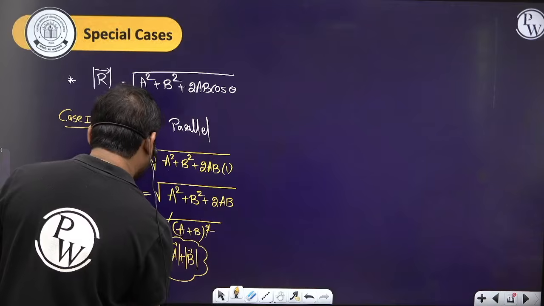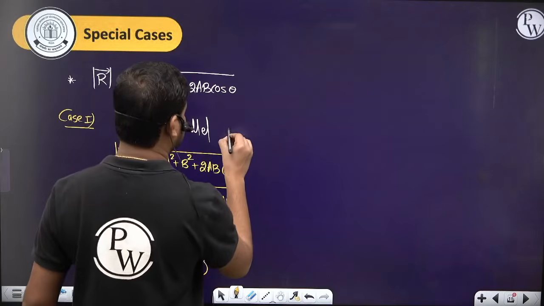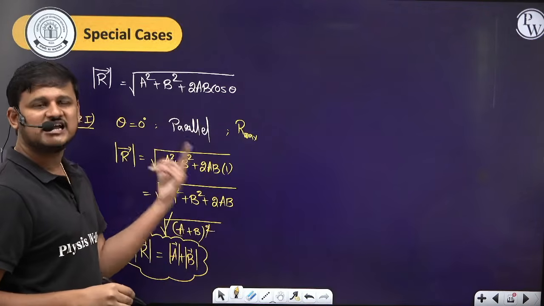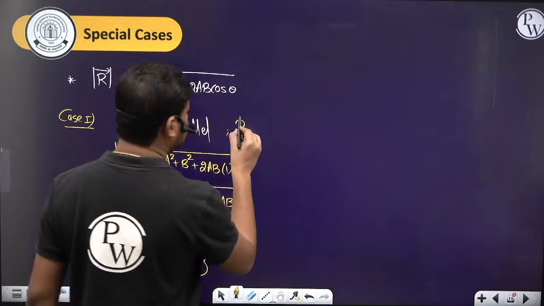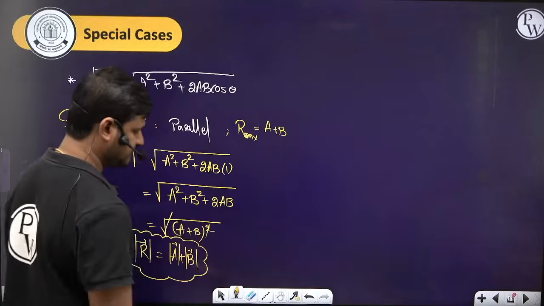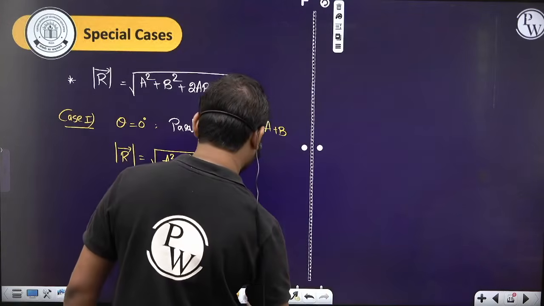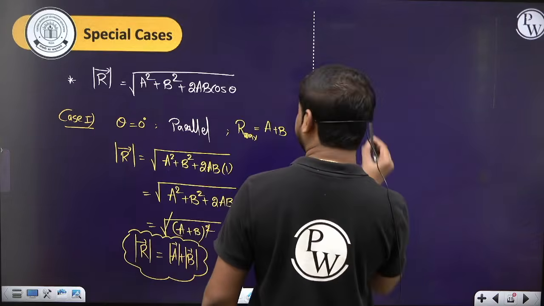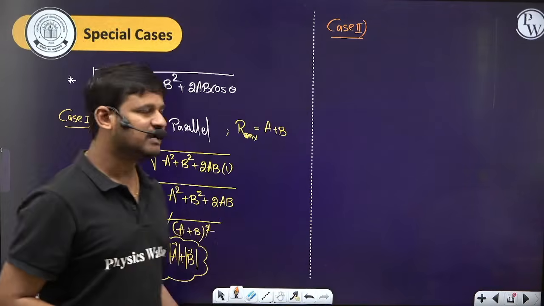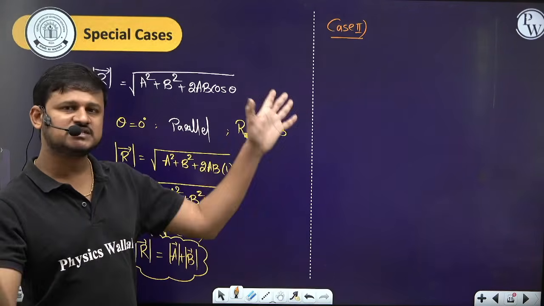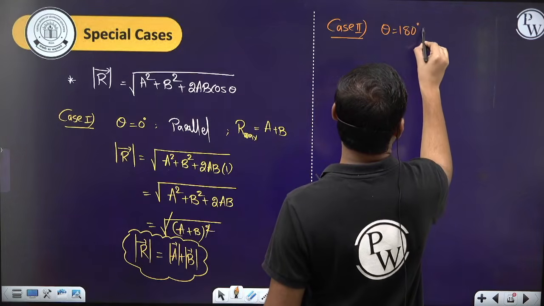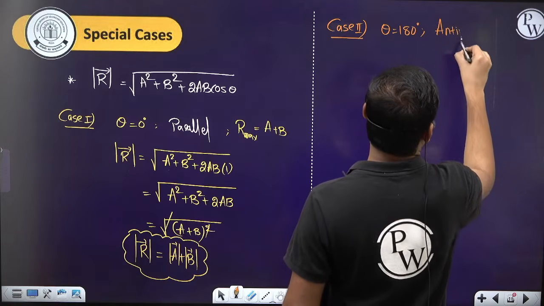This is also called the R max. The resultant will be maximum when two vectors are parallel to each other, or the angle between them is 0 degrees. The maximum resultant will simply be the sum of the magnitudes of those two vectors. Okay, this is the first case. Now if I consider the angle between those two vectors as 180 degrees, they are said to be anti-parallel vectors. Parallel vectors and anti-parallel vectors. Anti-parallel means reverse, where theta is equal to 180 degrees.